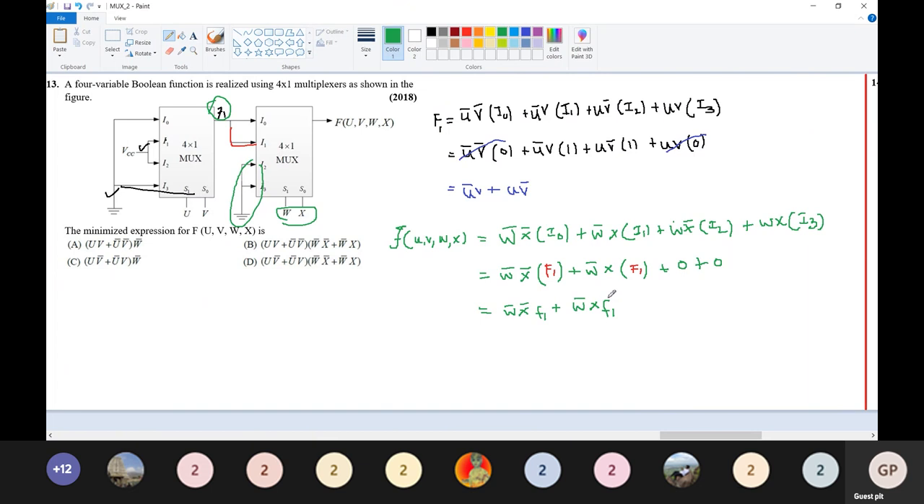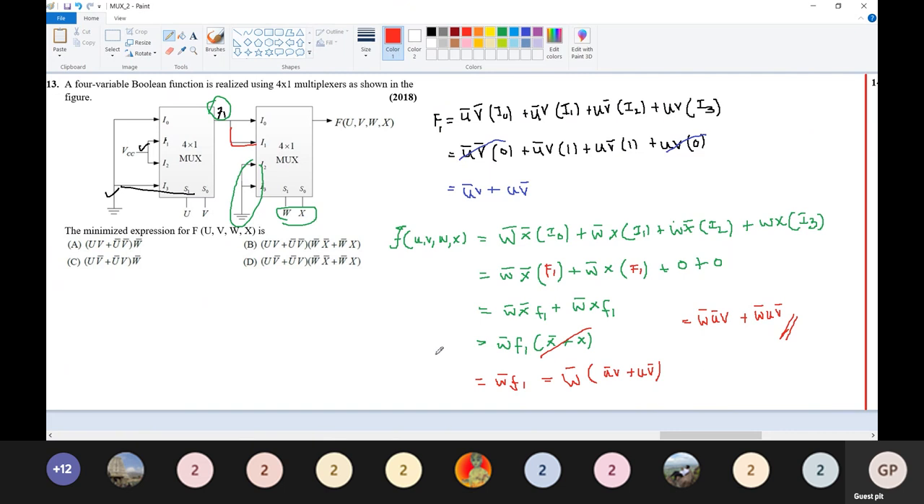Check if you have any common terms. W dash and F1 are common here. So we write W dash and F1 taking common, which leaves X dash plus X. X plus X dash is equal to 1. Therefore, this leaves W dash into F1, where F1 can be further written as W dash into U dash V plus U V dash. So your final answer is W dash U dash V plus W dash U V dash.